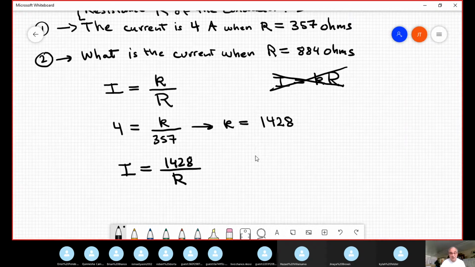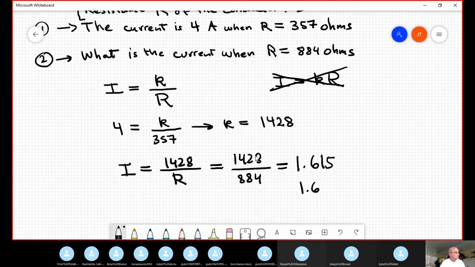The second condition says that the resistance is 884 ohms. Plug it in here. 1428 divided by 884. You put this in the calculator. The answer is 1.6, 1.5 something. 1.5. I put it in the calculator. But they want to round, I don't know why, to 1 decimal place. So 1.6 amps. The answer corresponds with option D.